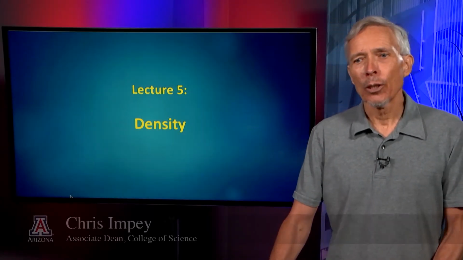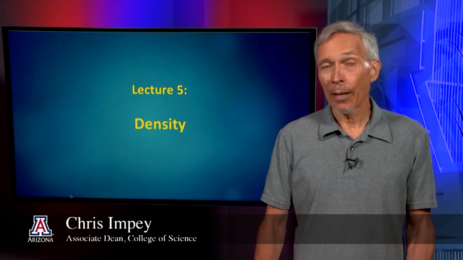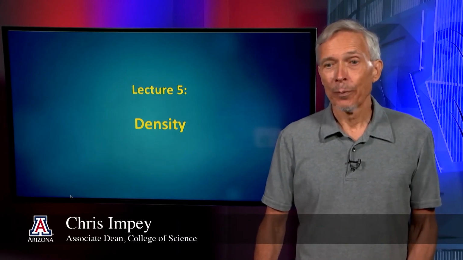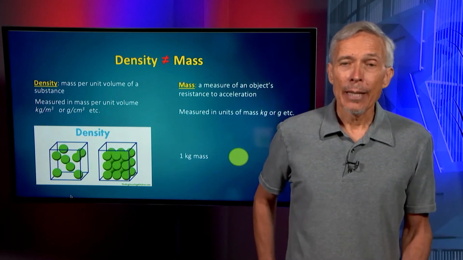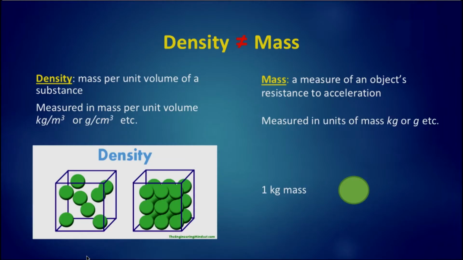In this lecture, we'll look at the density of exoplanets and what we can learn about density and their fundamental nature. Density, of course, is not the same as mass. Density is the distribution of mass, or the mass per unit volume of a substance, measured in units of kilograms per cubic meter or grams per cubic centimeter in the metric system. Mass is a measure of an object's resistance to acceleration, measured in kilograms or grams.